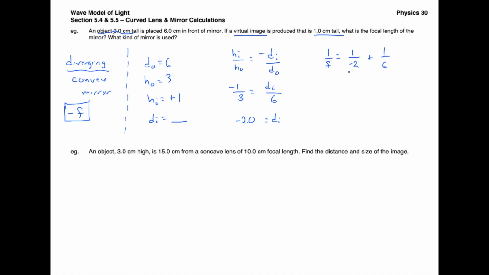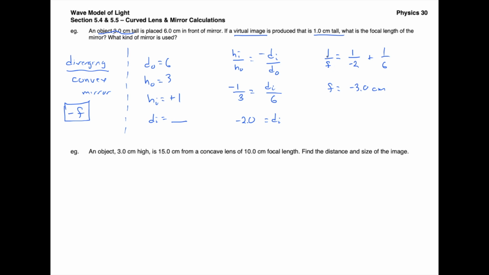And again, this is where we see if we make a sign error, 1/2 plus 1/6 or negative 1/2 plus 1/6 will give us different values. And so you really have to watch for the negative in this case. So when I add these two together, I will get a focal point then of negative 3 centimeters.